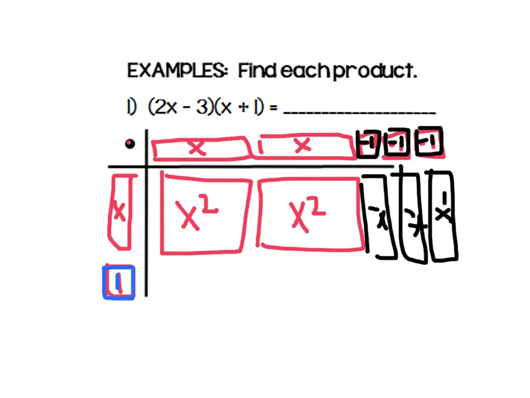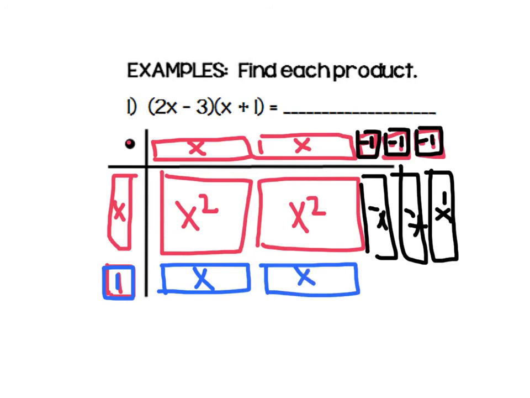X times 1 is positive x. X times 1 is positive x. Negative 1 times 1 is negative 1. Negative 1 times 1 is negative 1. And negative 1 times 1 is negative 1. So let's see what our answer is. How many x squares do we have? 2, so that's 2x squared.